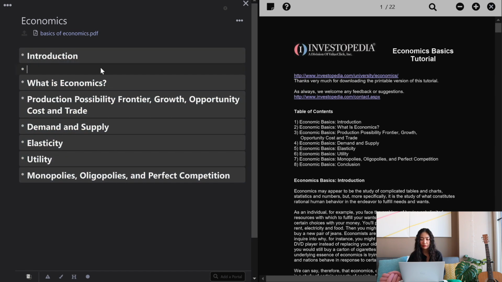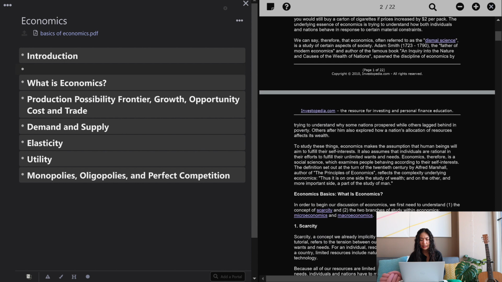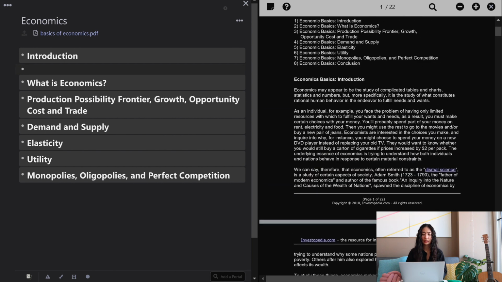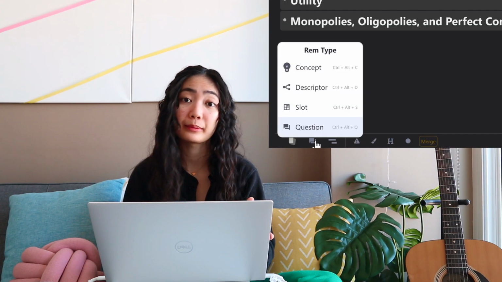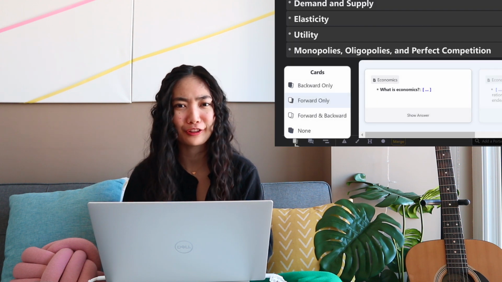Moving on to the intro. Any subpoints here? Okay, seeing none, I'll just dive into each paragraph. Note that I used the question rem type, so the flashcard will look like this. You know, never the other way around.